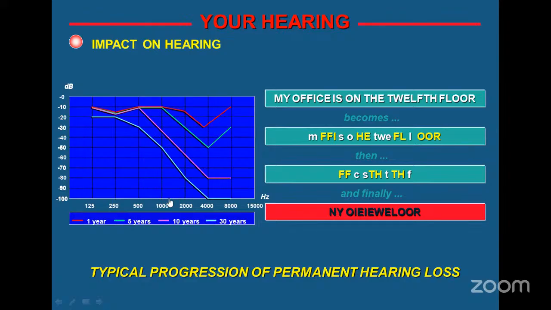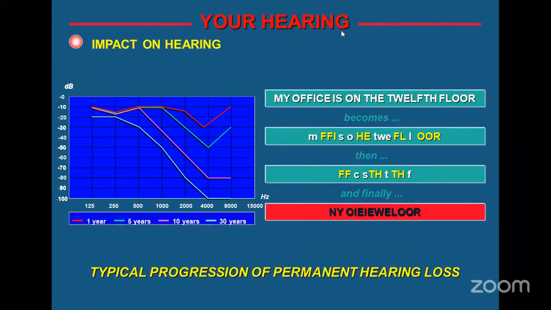And as mentioned, the higher frequency and low frequency will be lost first. For example, this sentence: my office is on the 12th floor. See, some letters, such as F and S, have high frequency. When you speak them, it's high frequency. Some others are low frequency.